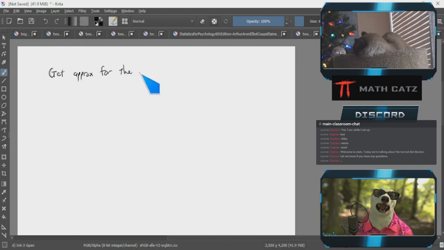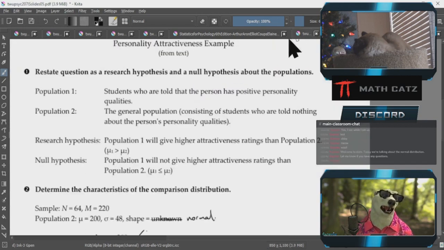It's a challenge. For the true mean of this population, I have established that, look, it is more than telling people nothing. The mean attractiveness rating increases, or the evidence suggests that it increases with this extra information. But now what is it?